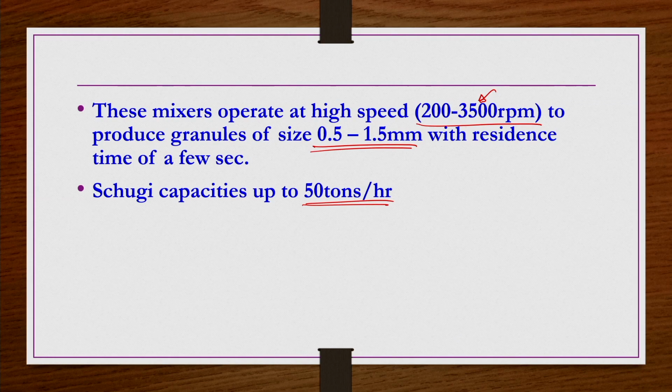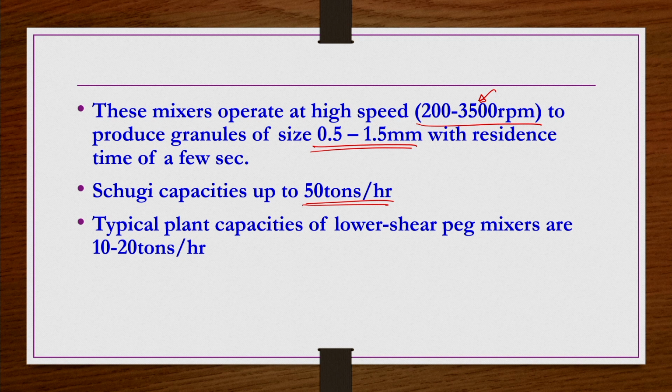Then its capacity is moderate, 50 tons per hour. Then the typical plant capacities of lower shear peg mixers, whose schematic we have not seen, are even smaller, 10 to 20 tons per hour, whereas the vertical shaft continuous granulator that we have seen in the previous slide has up to 50 tons per hour capacity, whereas the other lower shear peg mixers have only 10 to 20 tons per hour capacity.